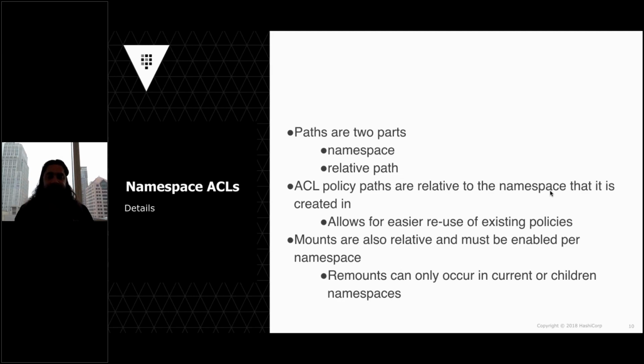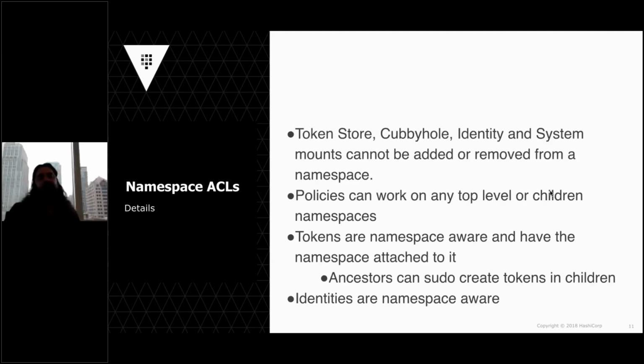There are 4 critical mounts that cannot be added or removed from a namespace. And that's the token store, the cubbyhole secret engine, any of the identity mechanisms, as well as the system mounts. Each namespace has its own set of core system mounts. Some of them are rooted in the root namespace, but there's a large amount of system mounts that are actually migrated or enabled inside of any kind of child namespaces.